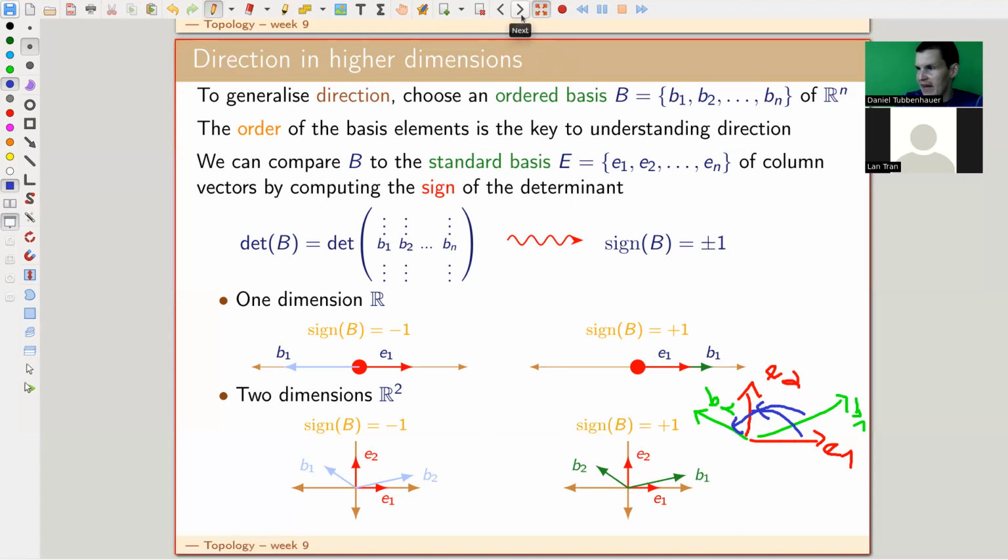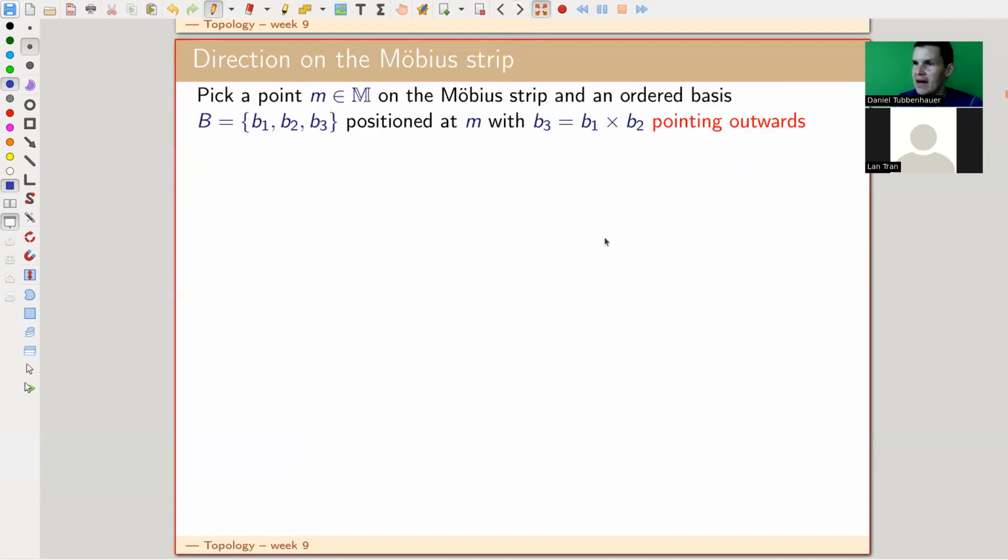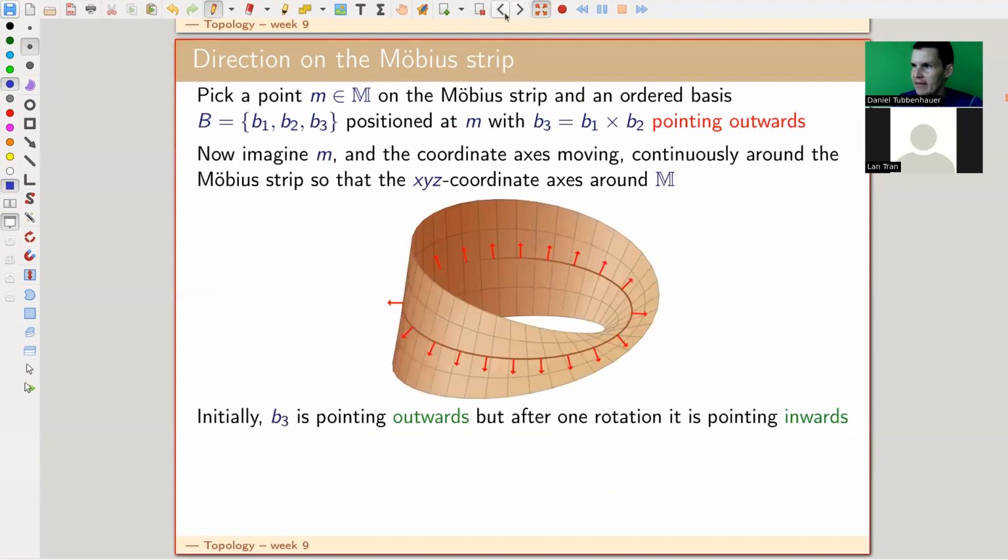And the determinant does that, and there's a plus and a minus, whether it has the same orientation or whether it has a different orientation. Okay, and what we do now, and this is somewhat better to explain in the picture, is the following.